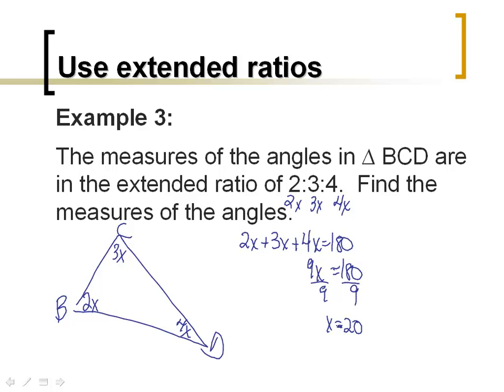Now again, we've always got to ask ourselves, have we answered the question? It says find the measures of the angles. I found x, I haven't found the angle measures yet. So 2x is one, 3x is another, and then 4x. And I know that my x is 20, so 2 times 20, 3 times 20, and 4 times 20. So one angle is 40 degrees, the other is 60 degrees, and my third angle is 80 degrees. So there's my answer.